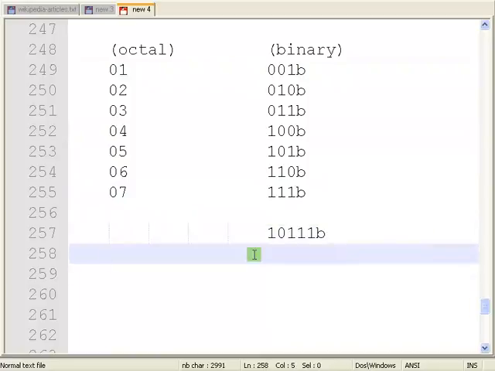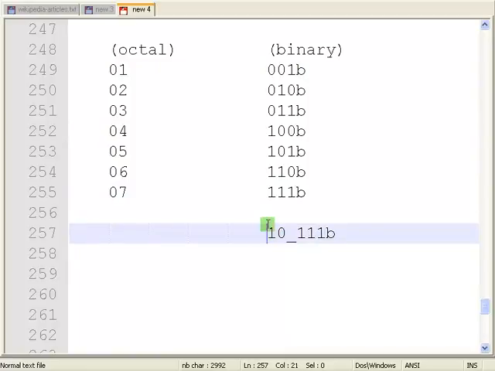You may be wondering, well, what if the binary number has a number of digits that's not divisible by 3? Well, the answer simply is that you group it into groups of 3, and you add zeros where necessary. So what we have here is the equivalent of 027 octal.